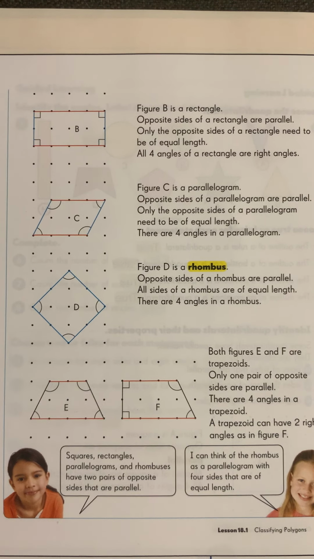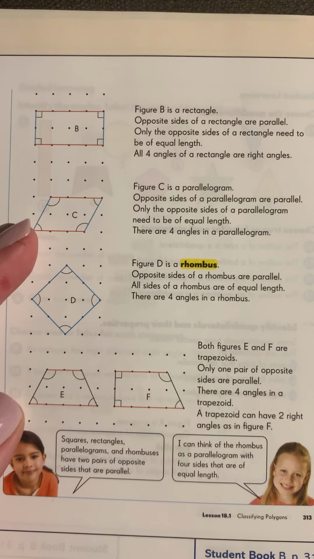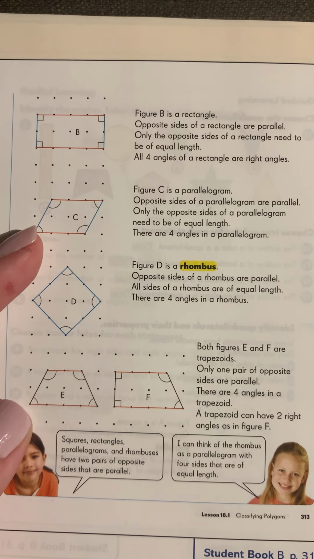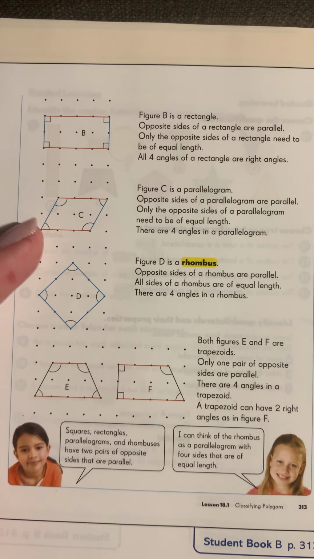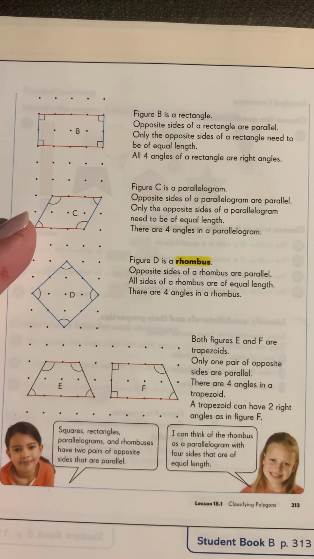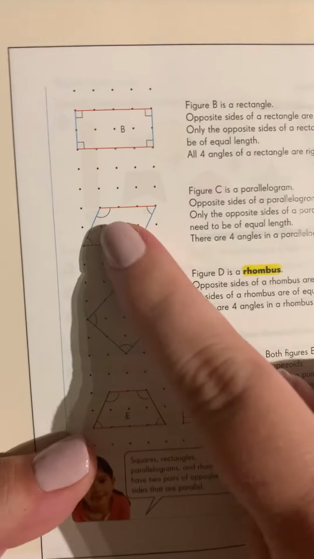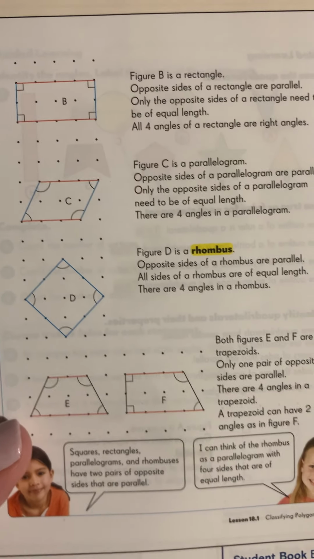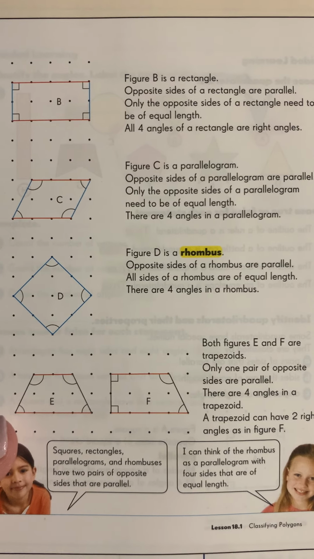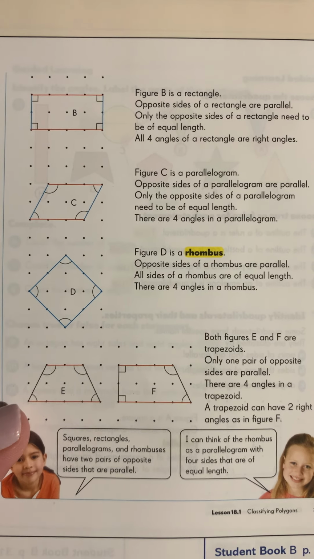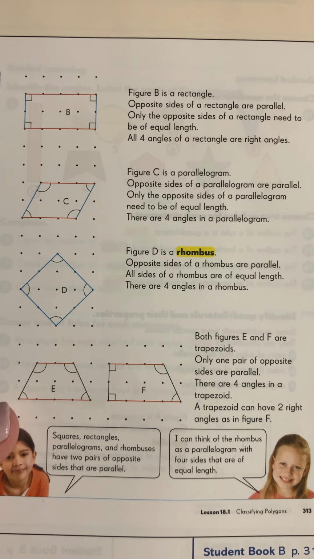Figure C is a parallelogram. There's a new shape name for us. Everybody say parallelogram. Yeah, this is a parallelogram. Opposite sides of a parallelogram are parallel. So this one, and this one, and this one, and this one. Only the opposite sides of a parallelogram need to be of equal length. There are 4 angles in a parallelogram.